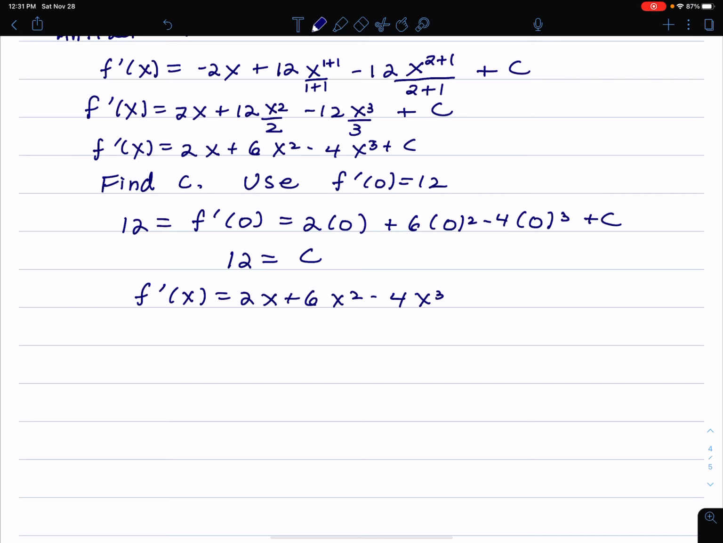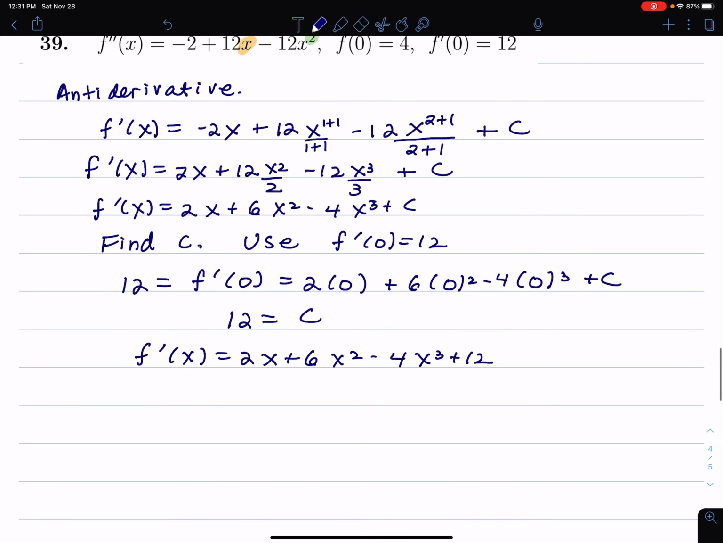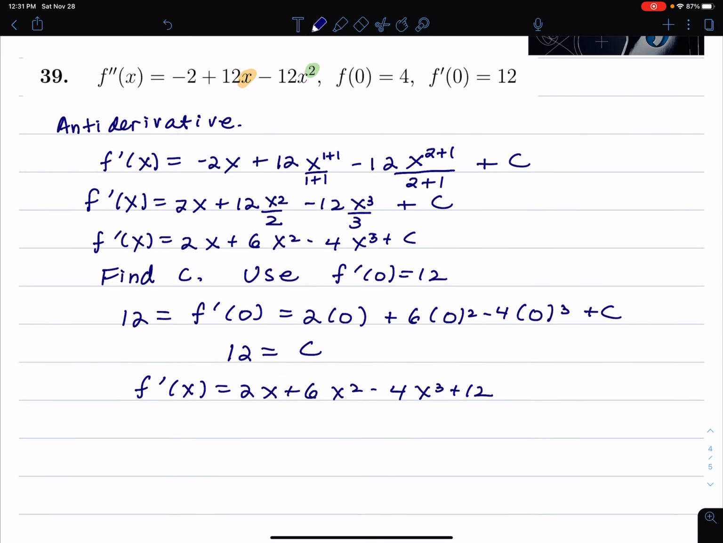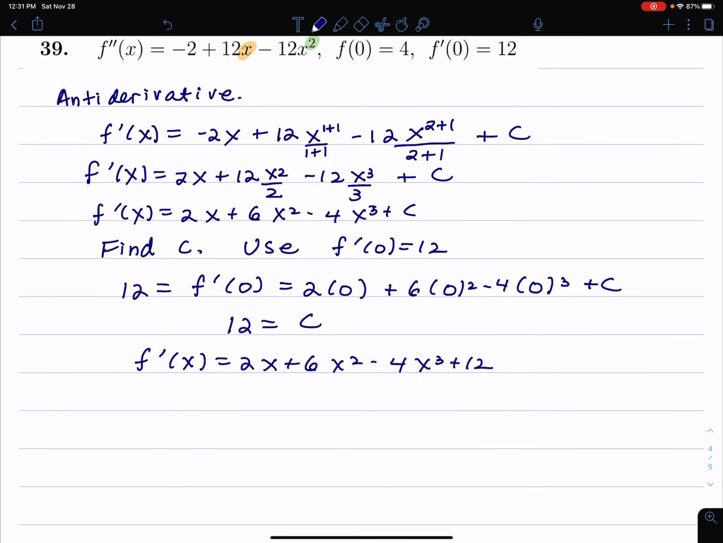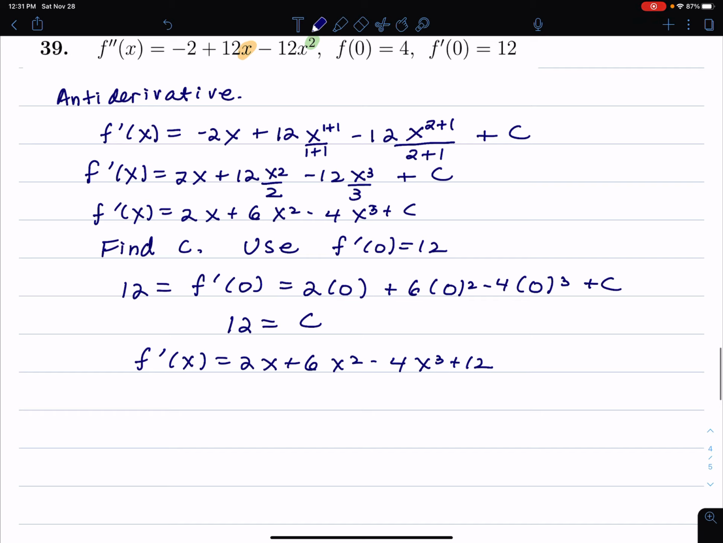I think maybe if you do these for a while, you can see that's what's going to happen. But be careful. Just because f prime of 0 equals 12 doesn't mean that c is always equal to 12. It's because of this particular function. But it's going to happen if your original function's second derivative is a polynomial. That's what we're going to see. And we'll just do the antiderivative again.